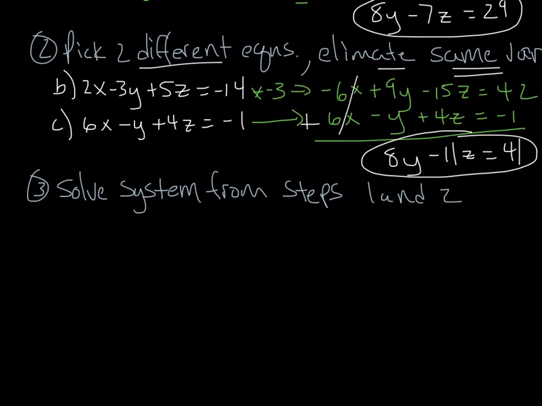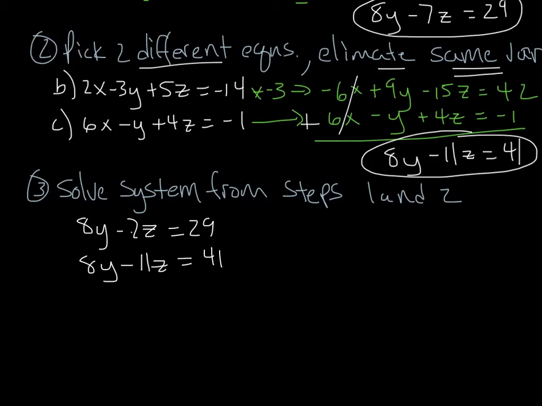Now, what do I mean by the system from steps 1 and 2? Well, in step 1, we got a new equation: 8y minus 7z equals 29. And 8y minus 11z equals 41. That is two equations with two variables, and you know what? You know how to solve those. We've been doing it for the last week.